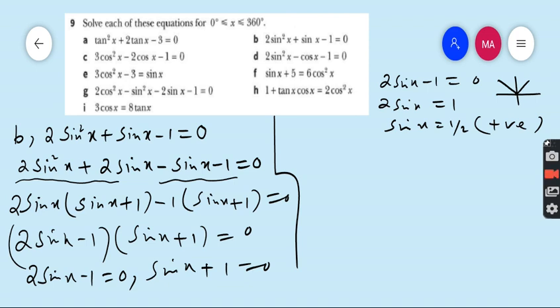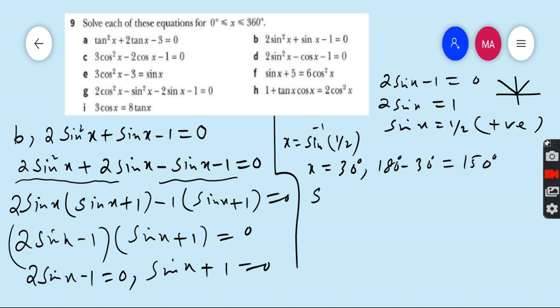Okay. So x is equal to sine inverse 1 upon 2, and sine inverse 1 upon 2 you can find from your calculator is 30 degrees. And in the second quadrant, for the second angle, we must subtract this angle from 180. So it is 150 degrees. 30 degrees and 150 degrees.